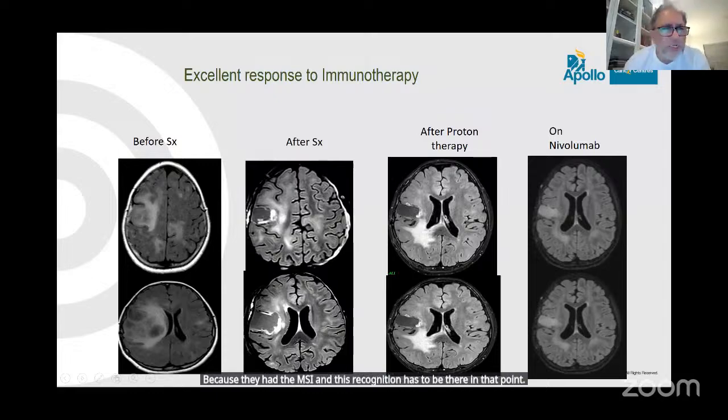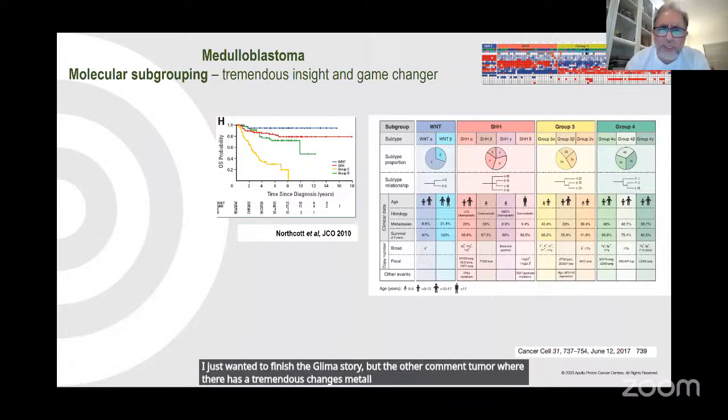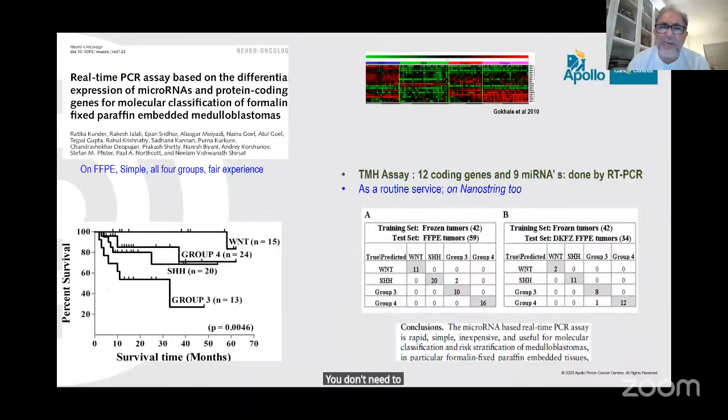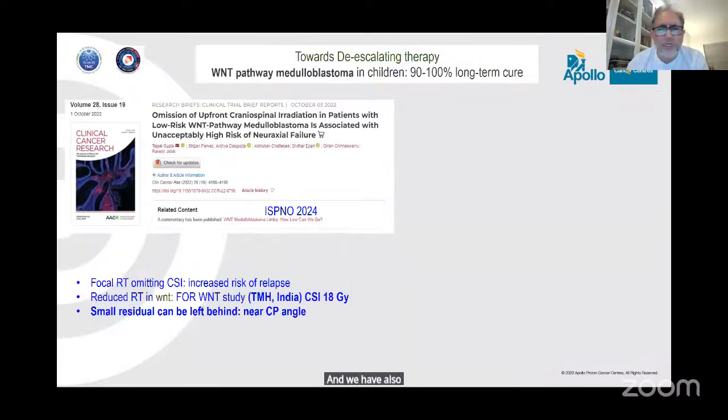I just wanted to finish the glioma story, but the other common tumor where there has been a tremendous change is medulloblastoma. I'll just run through the cases. This is our own work at Tata, looking at the safety profile. We are also looking at de-escalation in the Wnt pathway. Even in surgery, you don't need to chase everything because the survival is exceeding 95 to 100%. A small residual can be there near the CP angle. And we have also demonstrated the same in our proton series.